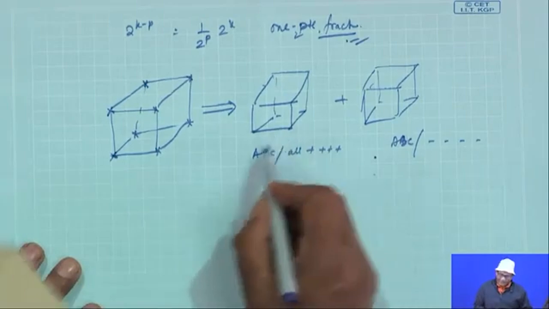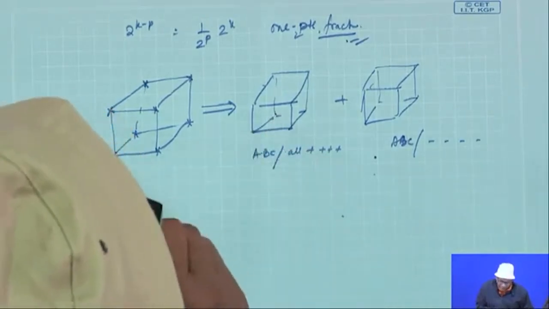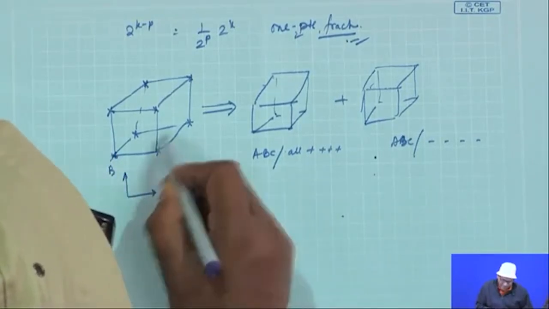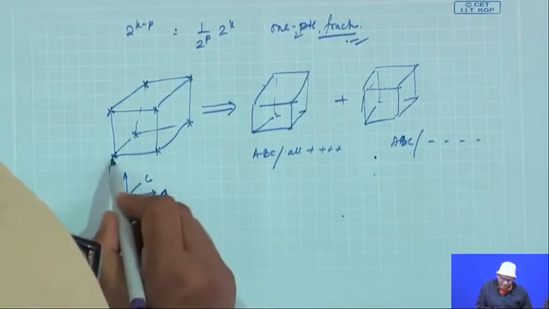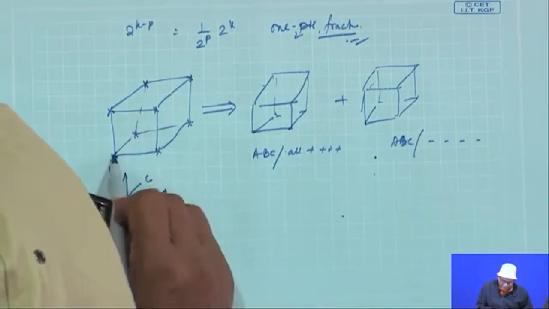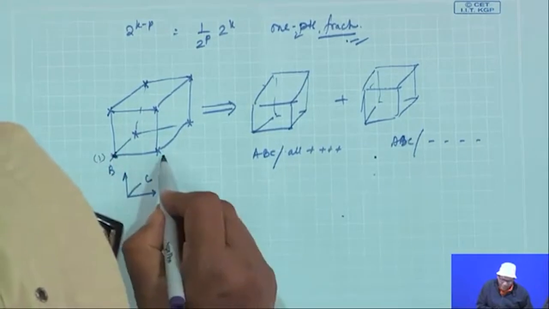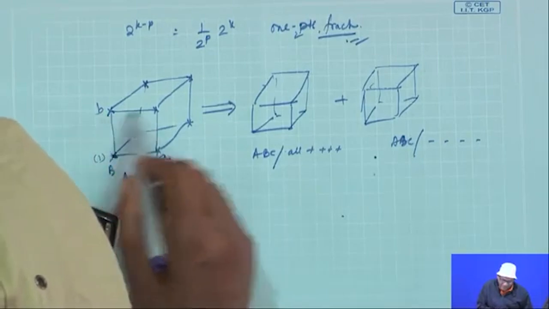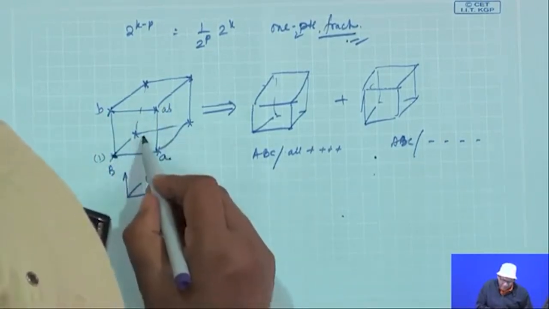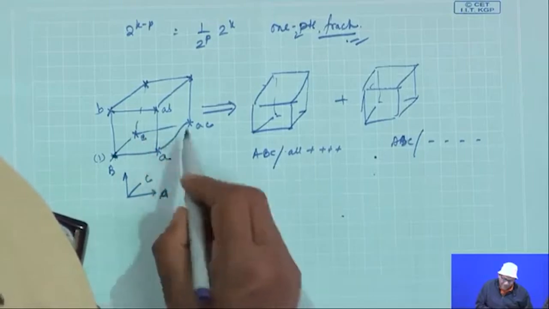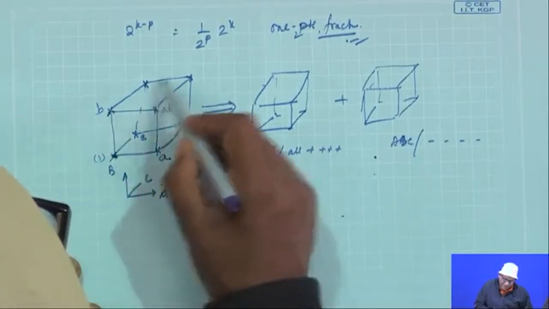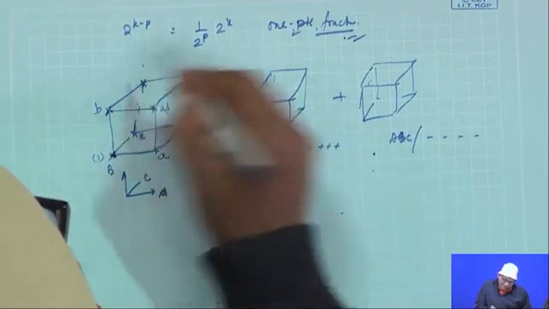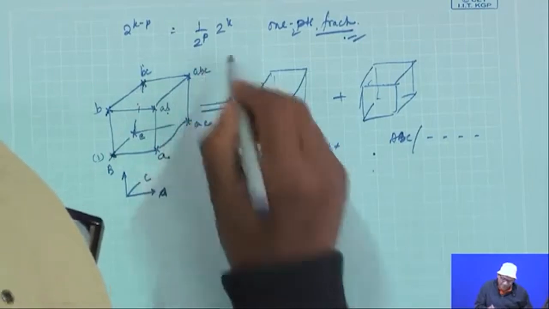So, here if I consider this is my A factor, this is our B factor, and this side is C factor. Then what will happen? Suppose I start with this is 1, this is your A, this is B. And this one will be AB, and this will be C, this will be AC, and now it is this. So, AB, BC, then one more is there, ABC.